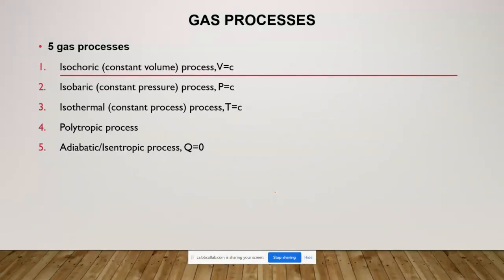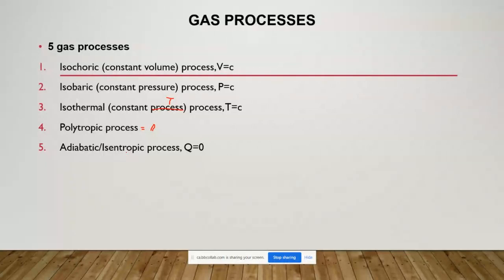The third one is the isothermal process. In other words, it's a constant temperature process. I think I made a mistake here. It's a constant temperature process, where temperature is constant. The fourth one is a polytropic process. Nothing is constant for a polytropic process. Polytropic is indicated by what we call n, small n, and that n is called the index of expansion or compression.